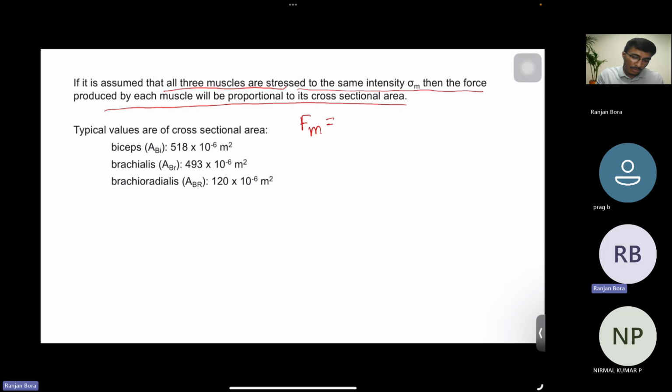Fm will be equal to sigma m dot Am. Here Fm is the muscle force and Am is the area of cross-section of the muscle. And sigma m is the stress intensity. So for the biceps muscle, it will be Fm.